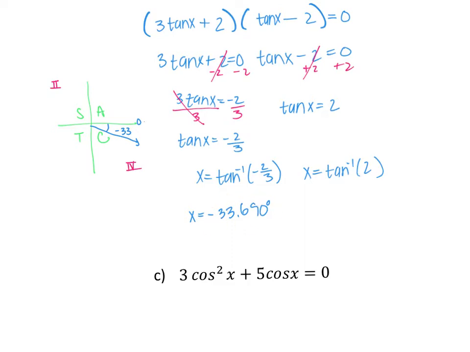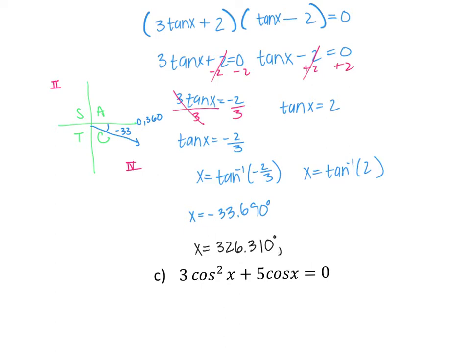So what I could do is take 360 and subtract about 33 degrees. If I were to do that, it looks like my x value would be 326.31 degrees for my first angle.